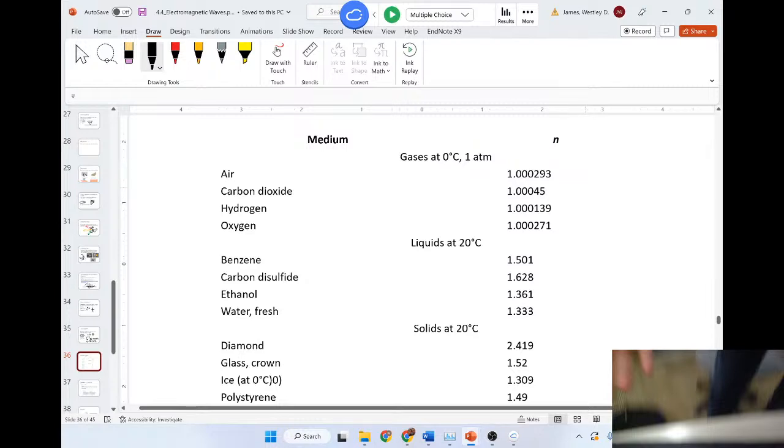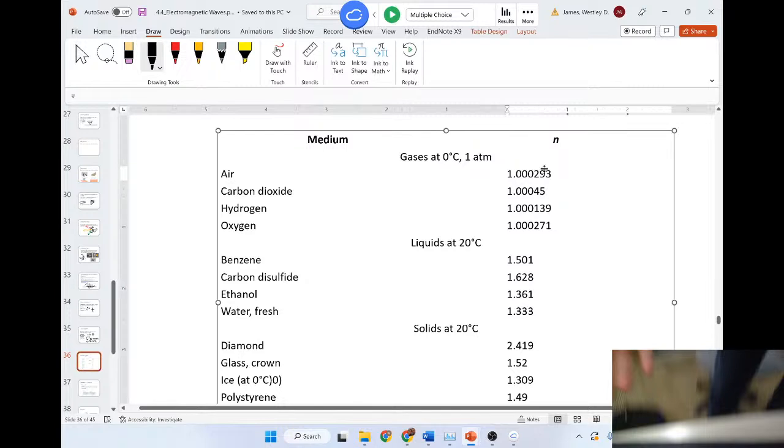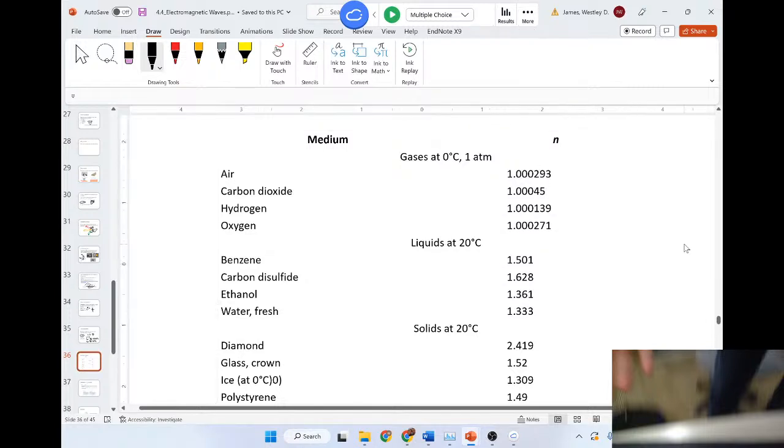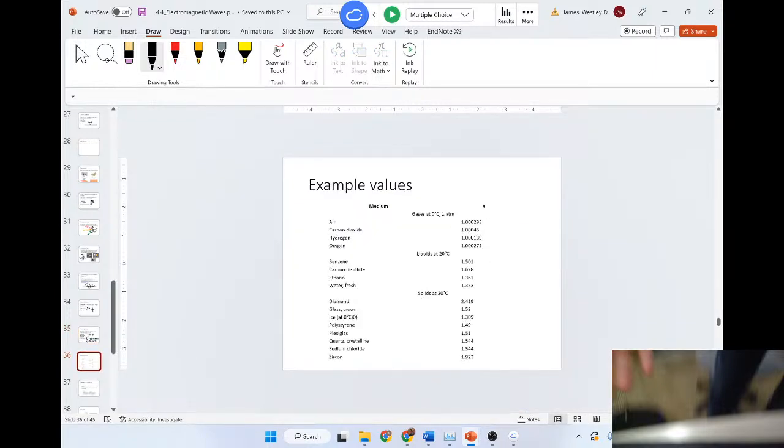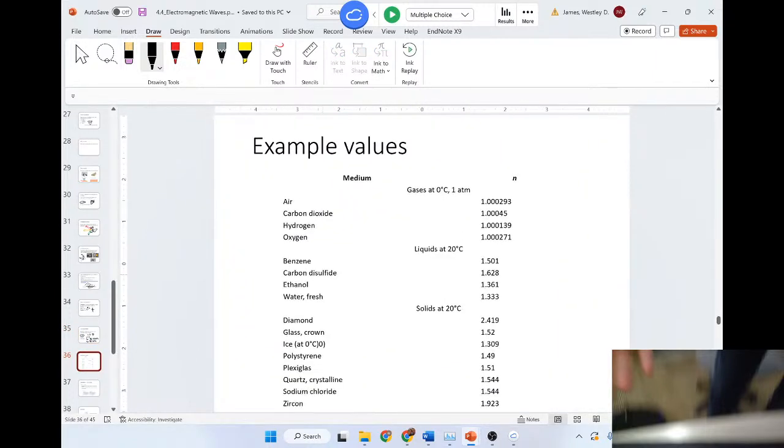Air, very close to 1. Light travels very close to the same speed in air as it does in vacuum. Makes sense. Air's not made of very much. All the gases, basically the same thing applies. The speed is very close to the speed that it would be in vacuum. Now, as you go down the list, benzene, those are some liquids. Benzene, carbon disulfide, ethanol, fresh water. Those are all around 1.5, 1.3. They're liquids, not as dense.